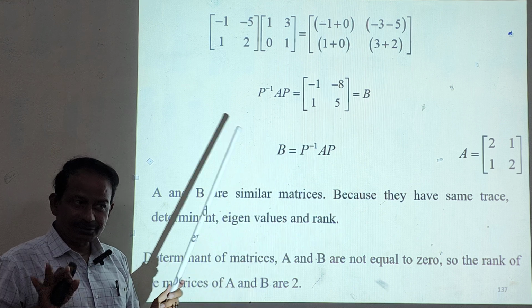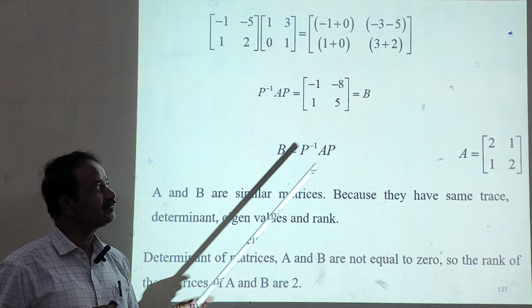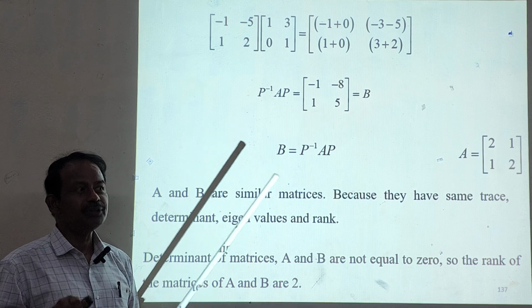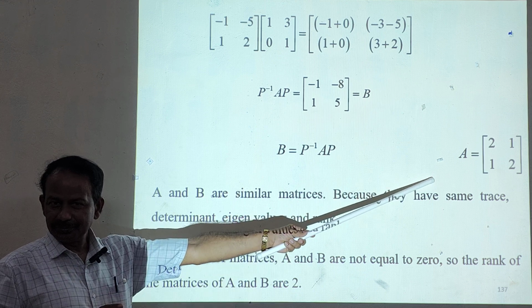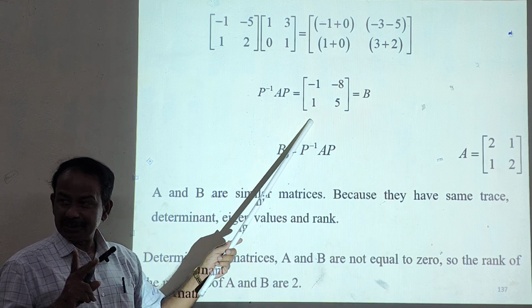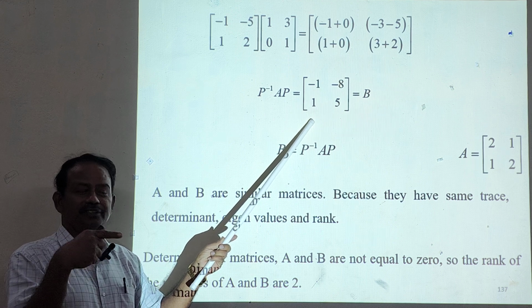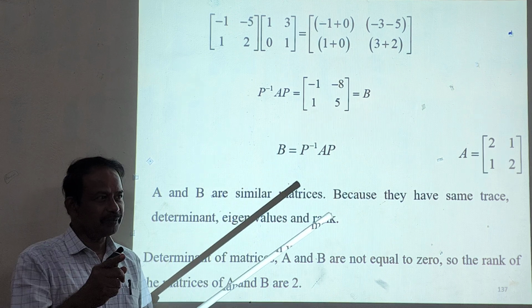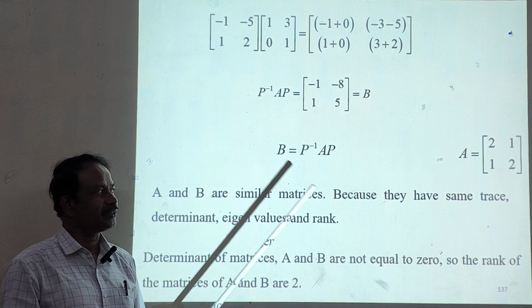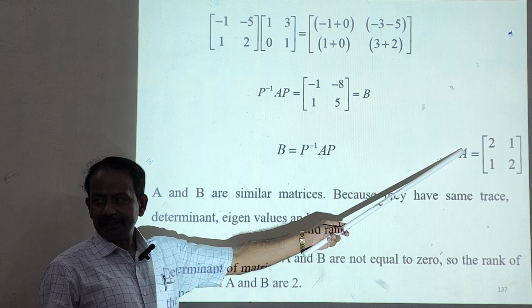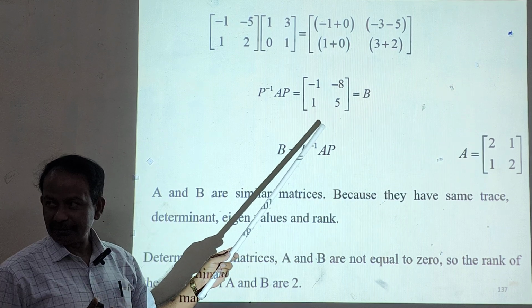Eigenvalues also will be equal. Rank of the matrix: if the determinant is not equal to 0, the rank of the matrix is 2. Here the determinant is not equal to 0, so the rank is 2. Here also the determinant is not equal to 0, so the rank is 2. If the determinant is equal to 0, the rank is 1, for a 2 by 2 matrix you reduce by 1. Rank of the matrix is easy to find.